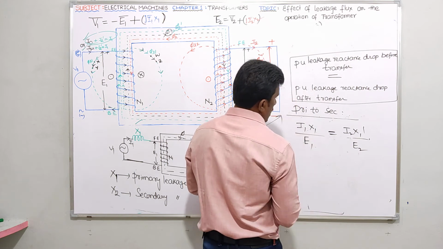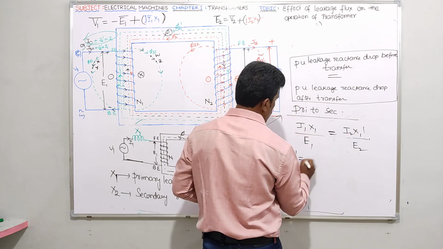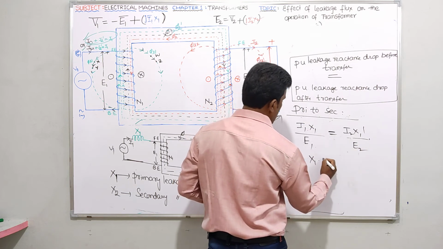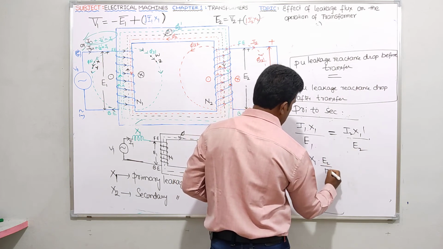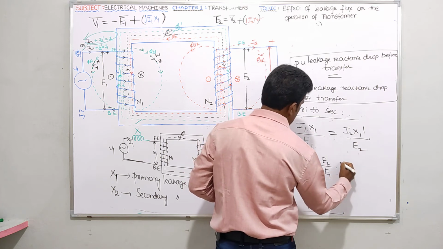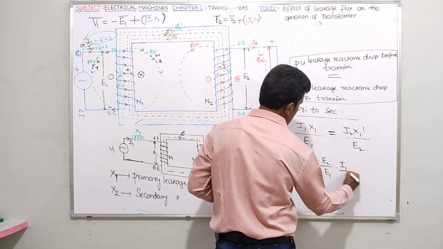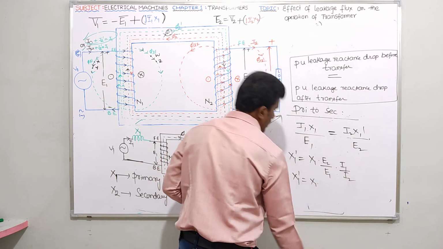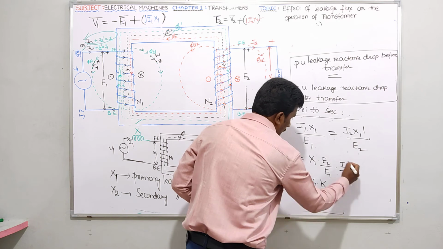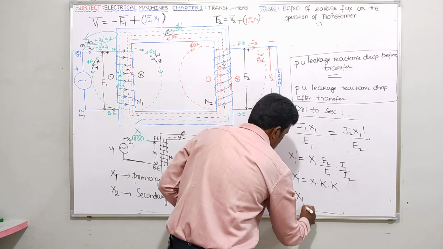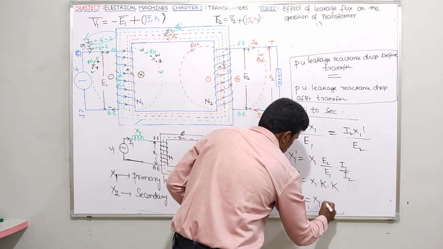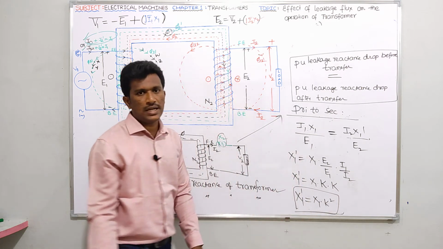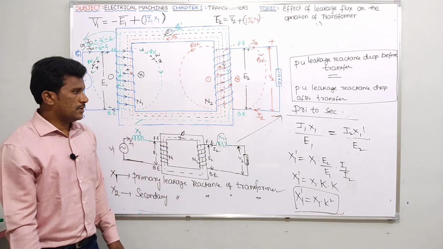Now tell me, from this, what is the formula for x1 dash? x1 dash is equal to x1 into, I'll bring this E2 here, I'll write E1 as it is, I'll write I1 as it is, I'll bring I2 here. So x1 dash equals x1 into E2 by E1, which is k, and I1 by I2, which is k. So what is the formula for x1 dash? x1 into k square, that's it. Is it clear, guys? So please note that.